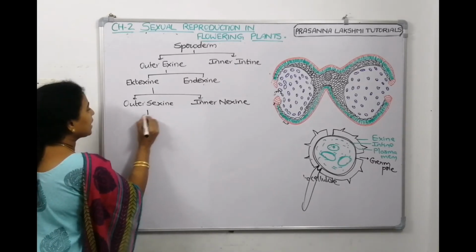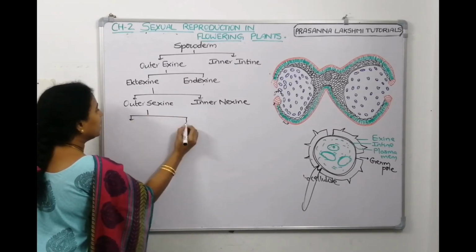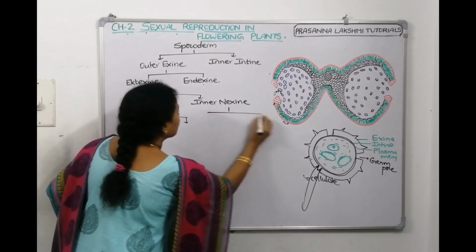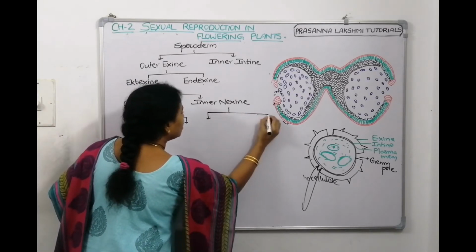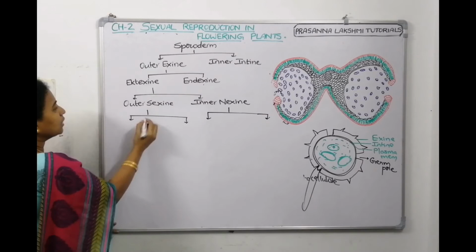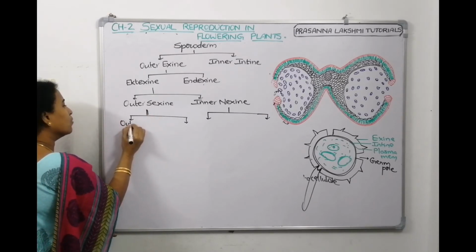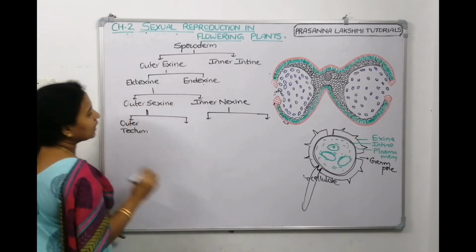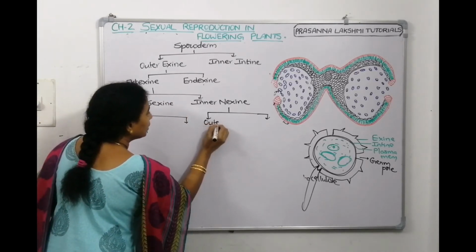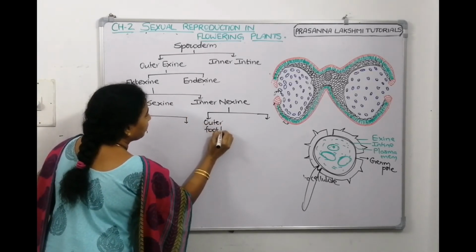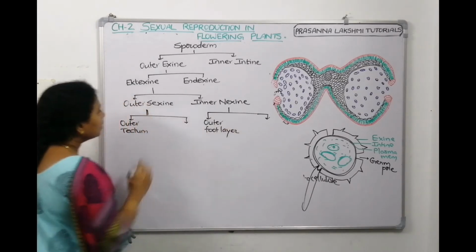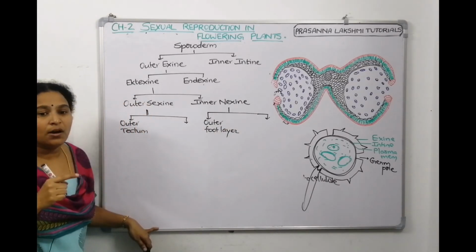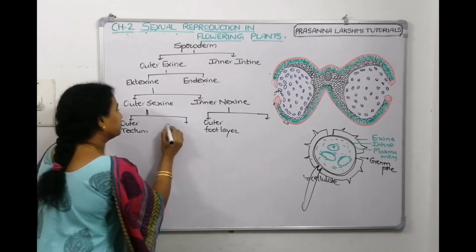This outer sexine is further divided into two layers and this inner nexine is also further divided into two layers. Now the outer layer of sexine is called outer tectum. The outer layer of endexine is called outer foot layer. The inner layer of this sexine is called endosexine.